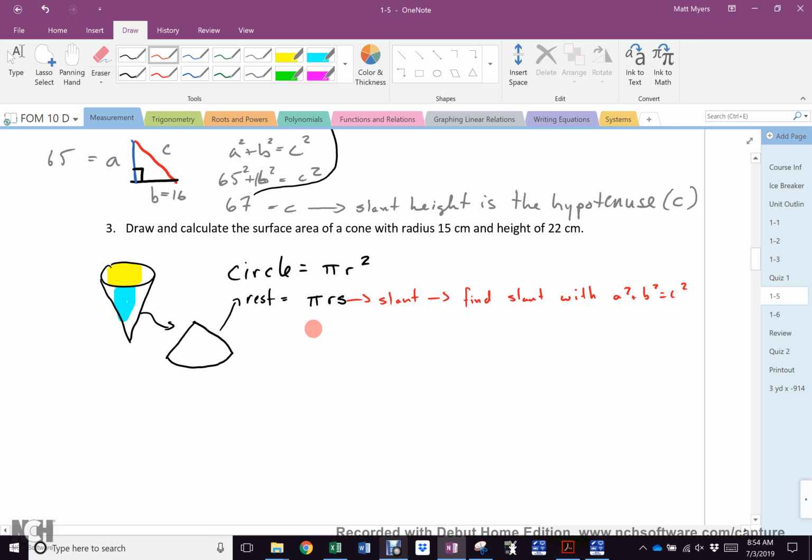So let's look at this situation. The circle part's easy. Pi r squared equals, what's the r of this circle? Read in the question. 15. And the height is 22. Is that height down the side or right down the middle? Is it blue line or red line for 22? Blue line.